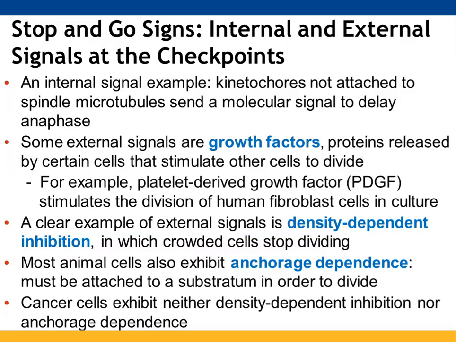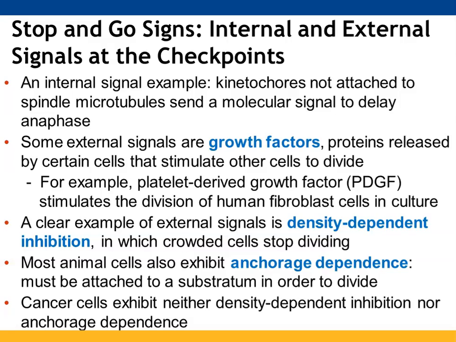They can be secreted by specific cells that will allow the cell to continue to divide. Platelet-derived growth factor, PDGF, is able to do this in a culture setting with human fibroblast cells. Some other external signals: cells will typically only divide until they reach a point where they have occupied the available space. So if you have cells that are covering a petri dish, they are unlikely to continue to grow. The crowding of cells will reduce division of those cells.